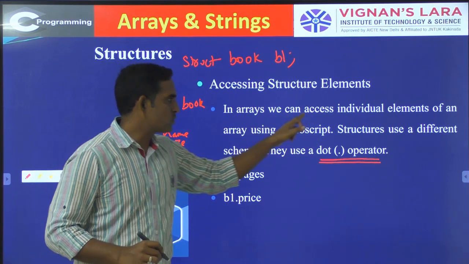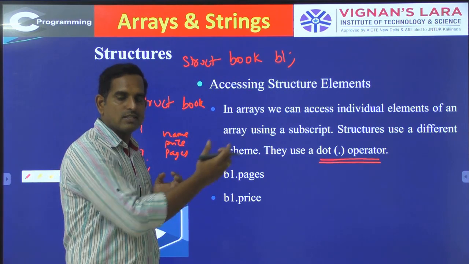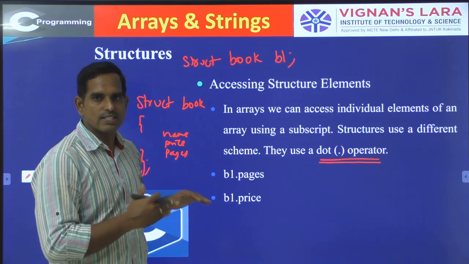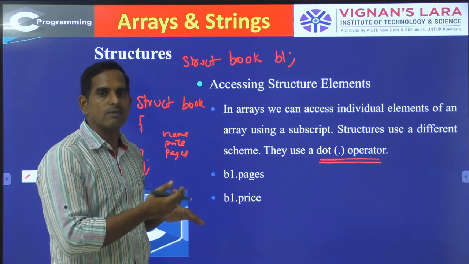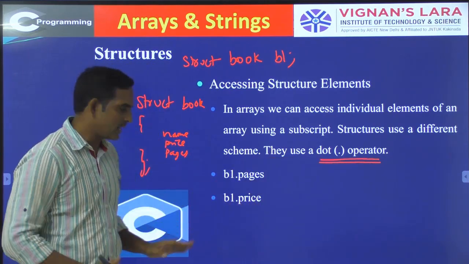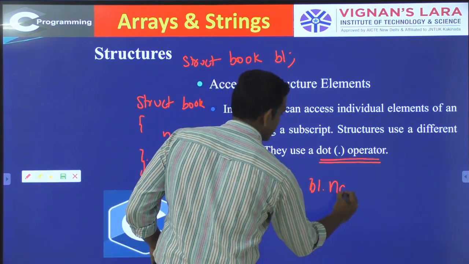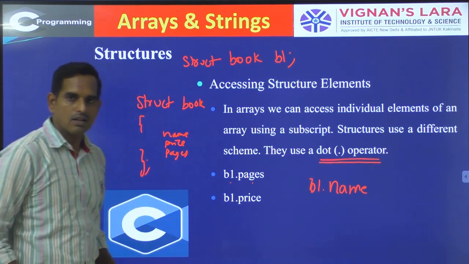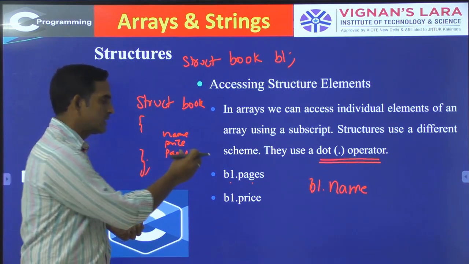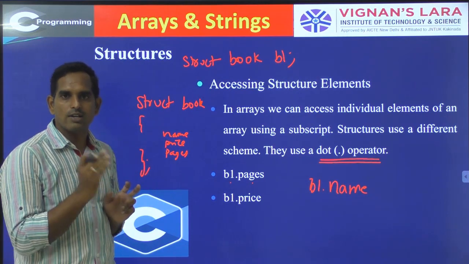In arrays, we access the individual elements by using the subscript, that is 0 to n minus 1. Structure variables can access their individual elements by using the dot operator, like b1 dot pages, b1 dot name, b1 dot price. So it will return book one's price, it will return book one's pages. So we can access the individual elements by using the dot operator.